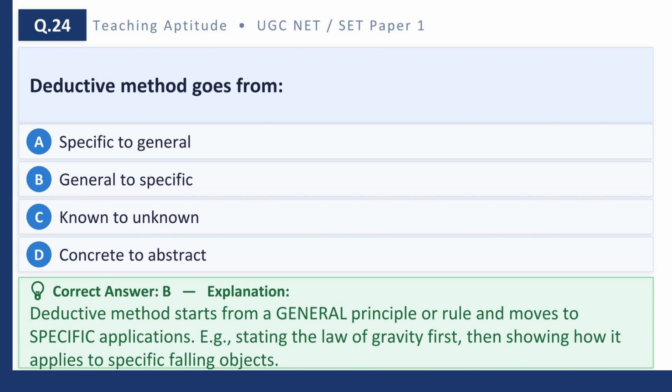In contrast to the inductive approach, the deductive method moves from the general to the specific. This means you start with a known principle or rule and then apply it to specific cases. A classic example is stating the law of gravity first, then observing how it affects various falling objects to confirm the theory in practice.